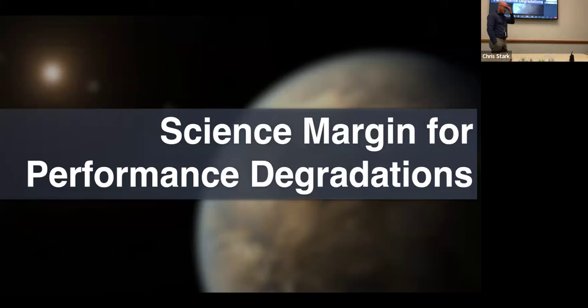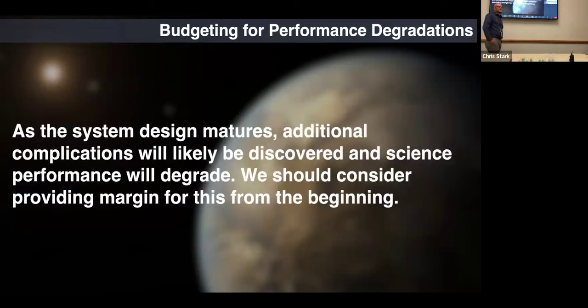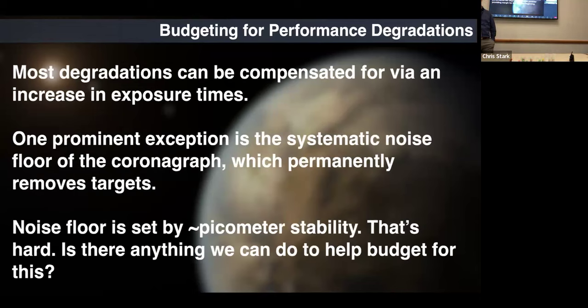So I've been talking about how we can use science margin to budget for astrophysical uncertainty. I'd like to now close out the talk talking about how science margin can help budget for performance degradation of the mission. The idea is, as we mature the design of this mission, I think it's pretty likely we're going to find more problems than we are free solutions. And so we should expect that the expected science performance will degrade as we learn more and more about the mission. And we should consider providing margin to budget for that from the beginning.